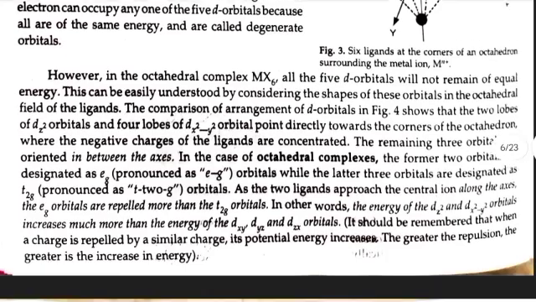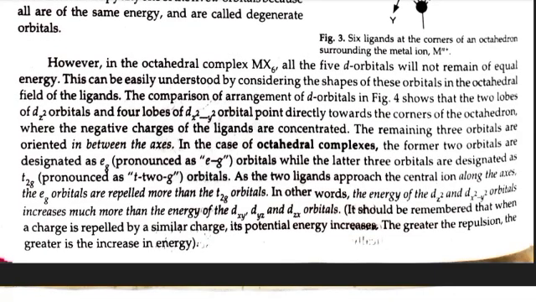In the case of octahedral complexes, the former two orbitals are designated as eg orbitals, while the latter three orbitals are designated as t2g orbitals. As the ligands approach the central ion along the axis, the eg orbitals are repelled more than the t2g orbitals. In other words, the energy of the dz square and dx square minus y square orbitals increases much more than the energy of the dxy, dyz, and dzx orbitals. It should be remembered that when a charge is repelled by a similar charge, its potential energy increases. The greater the repulsion, the greater is the increase in energy.